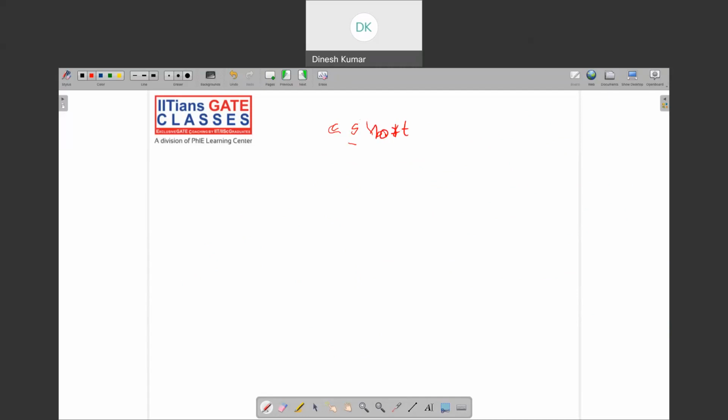Okay. So what it is basically is R and L. The important property of a short transmission line is that the distance should be less than 80 kilometers. And the second property is that this is a lumped system.